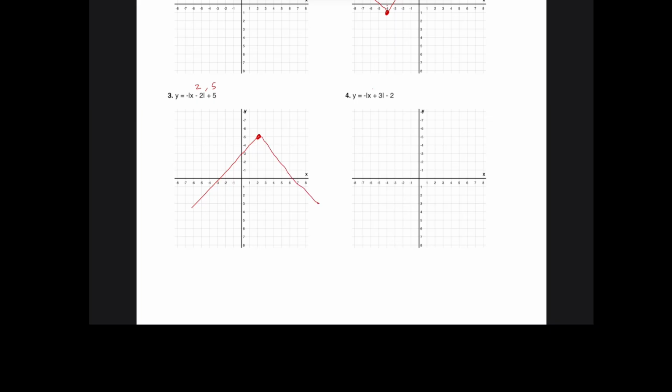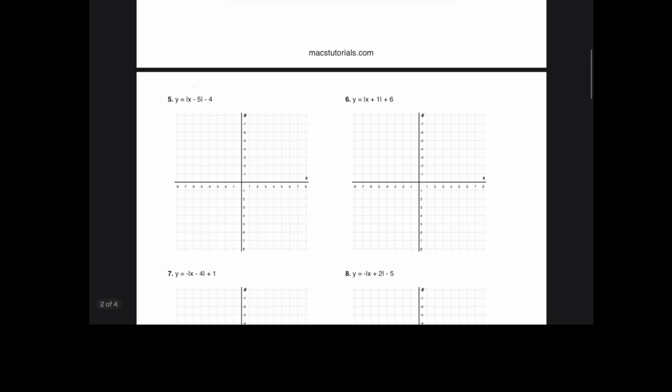Let's look at number 4. My x is going to be negative 3. My y is going to be a negative 2. So I'm going to go negative 3, negative 2. The minus sign means I'm going to flip it upside down. And it's going to look something like that. Let's go to number 5. My x is going to be positive 5. My y is going to be a negative 4. 5, negative 4. There's no negative sign out in front, so I just do my normal 1 by 1s.